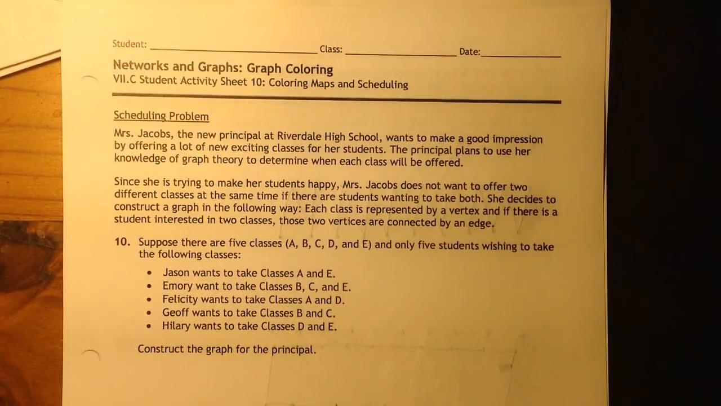We're going to use this in what's called a scheduling problem. Mrs. Jacobs, the new principal at Riverdale High School, wants to make a good impression by offering a lot of new exciting classes for her students. The principal plans to use her knowledge of graph theory to determine when each class will be offered. Since she is trying to make her students happy, Mrs. Jacobs does not want to offer 2 different classes at the same time if there are students wanting to take both. She decides to construct a graph in the following way. Each class is represented by a vertex, and if there is a student interested in 2 classes, those 2 vertices are connected by an edge.